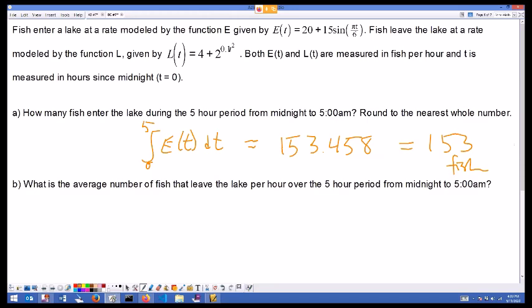All right, we want the average number of fish that leave the lake over the 5-hour time period from midnight to 5. So the number of fish that leave is the integral of the leaving function. And if we want to know the average of that, we use the mean value theorem for integrals, 1 over b minus a times the integral from a to b of the leaving function. So you got a calculator, you should be able to do that. You could do that without a calculator too. Any questions on the setup of that one?